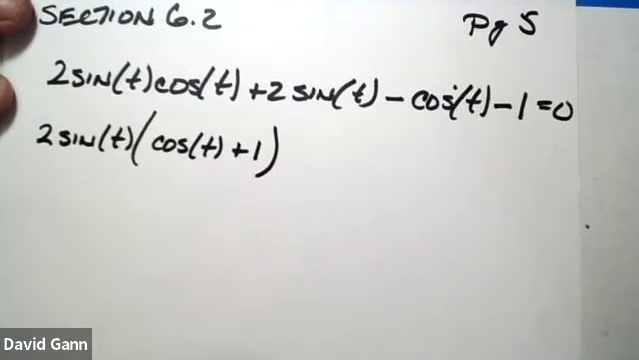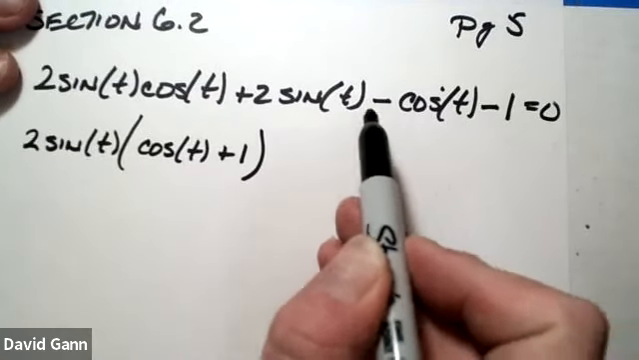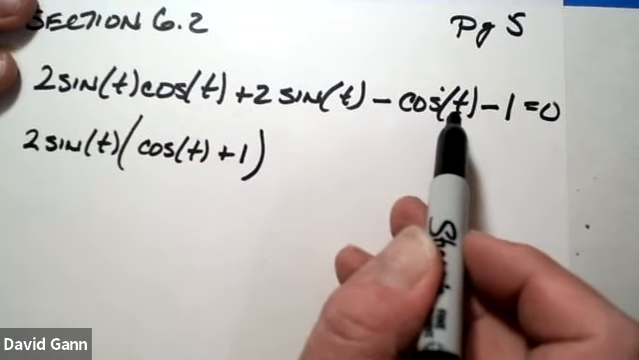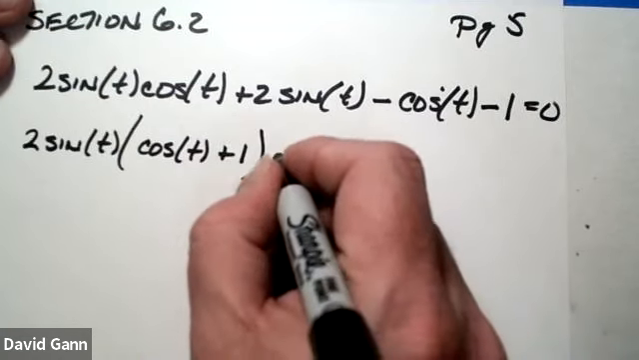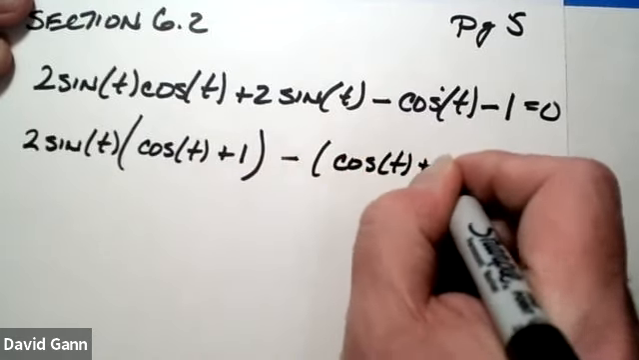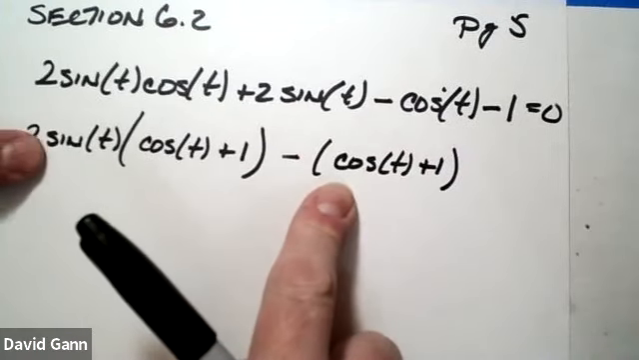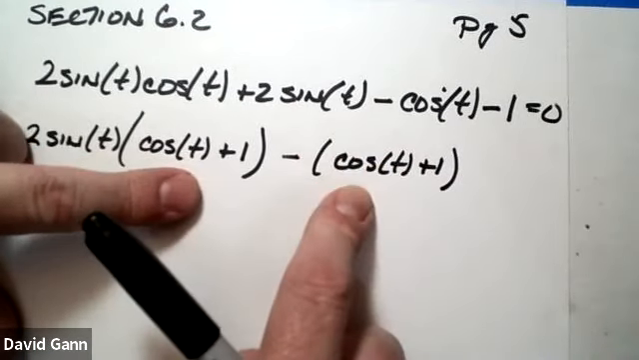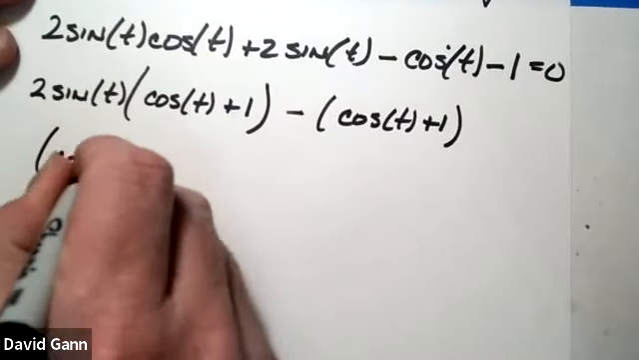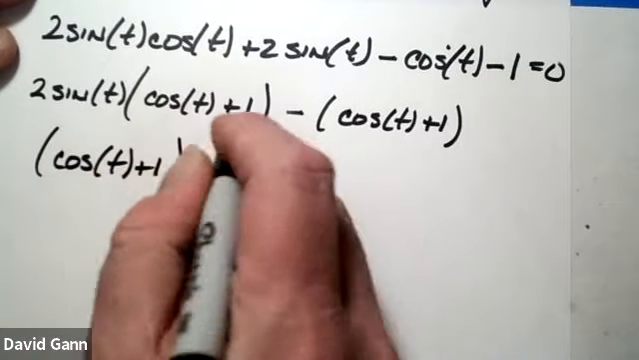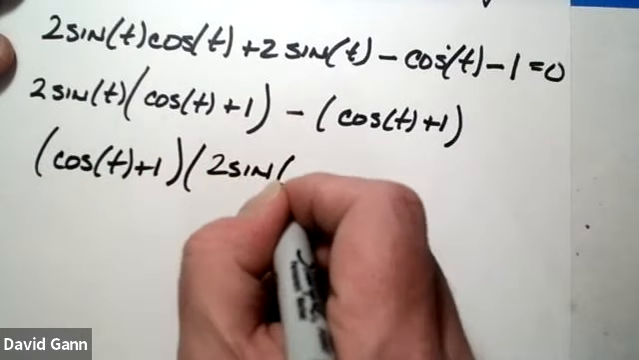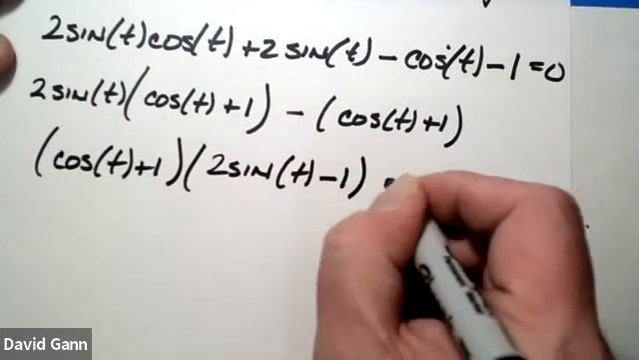And then this second term, the greatest common factor here is just negative 1. Remember, if there's a negative sign on the leading term, you always pull that one out. So we have negative cosine of t plus 1. And notice now we have a binomial that is a common factor. And so to completely factor this thing, we have cosine of t plus 1 times 2 sine of t minus 1 equal to 0.